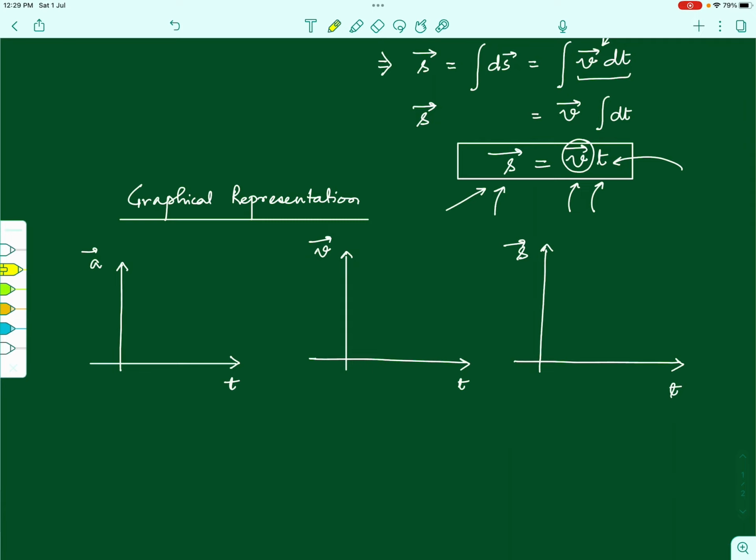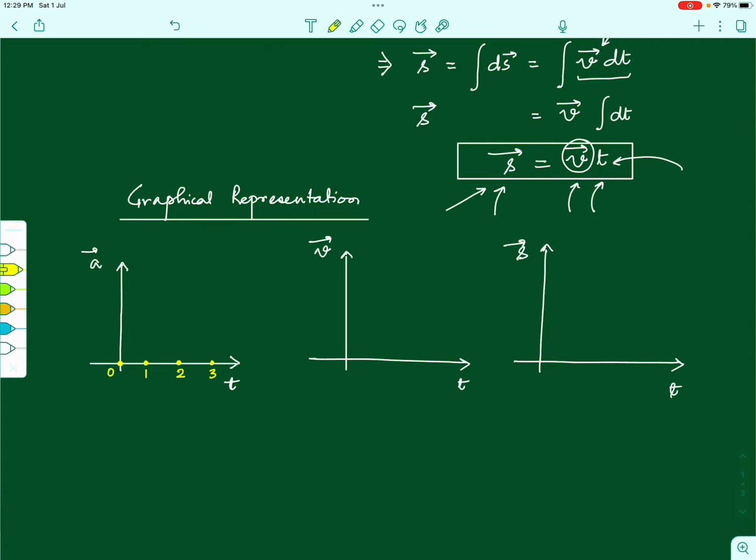Acceleration is 0 at any time t. Do we understand that at t is equal to 0, the acceleration will be 0? At any other time, let us say t is equal to 1 second, the acceleration will be 0. At t is equal to 2 seconds, the acceleration will be 0. At t is equal to 3 seconds, the acceleration will be 0. At every time, the acceleration is 0.